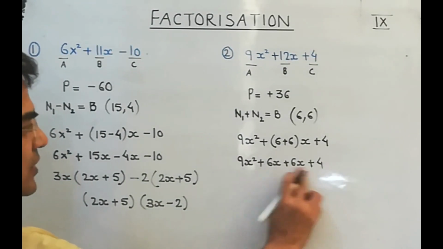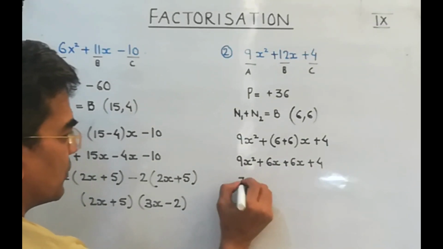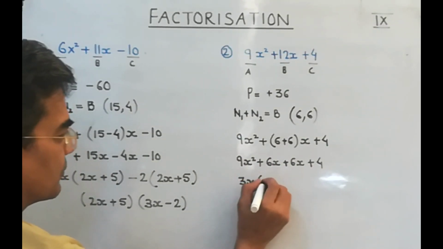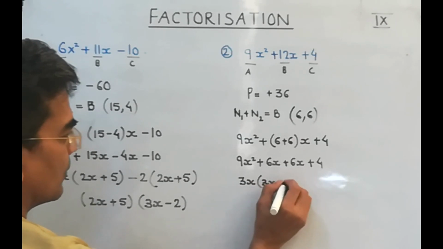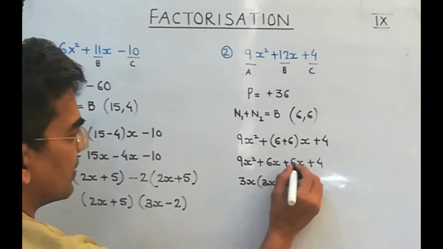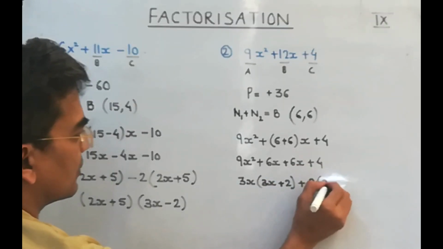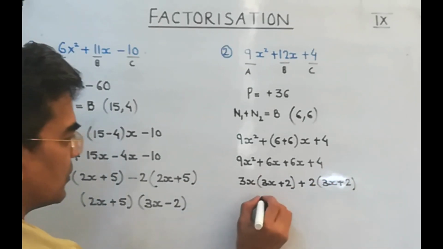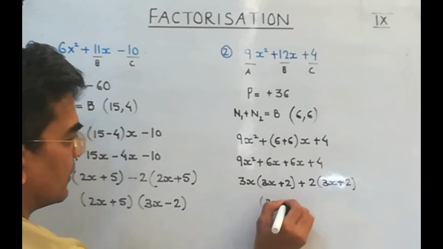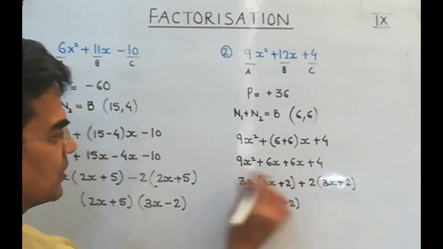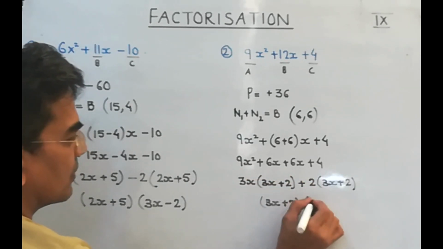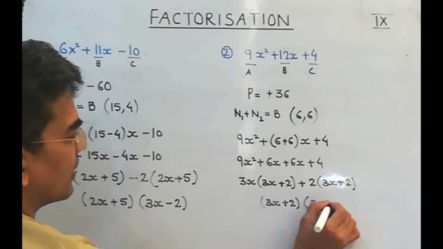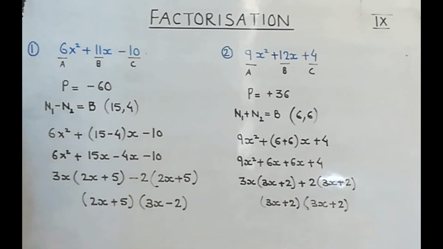Now group this. So first group, you can take 3x common. In the second group, you can take 2 common. So from here, you can take 3x plus 2 common. So you are left with 3x plus 2.